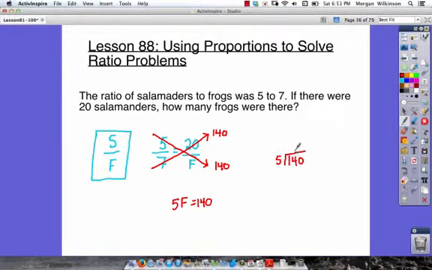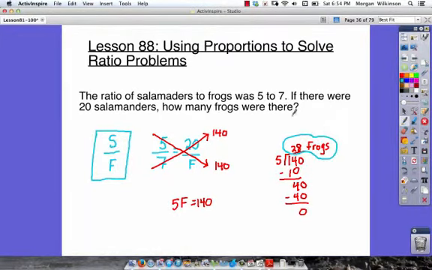Well, 5 goes into 14 2 times. We get 10, with 4 left over, we bring down our 0. 5 goes into 40 8 times. And 5 times 8 is 40. So we've got our final answer. There must be 28 frogs. So we need a label, because it's a word problem. And we can go ahead and circle or box our answer, and we can move on to the next question.